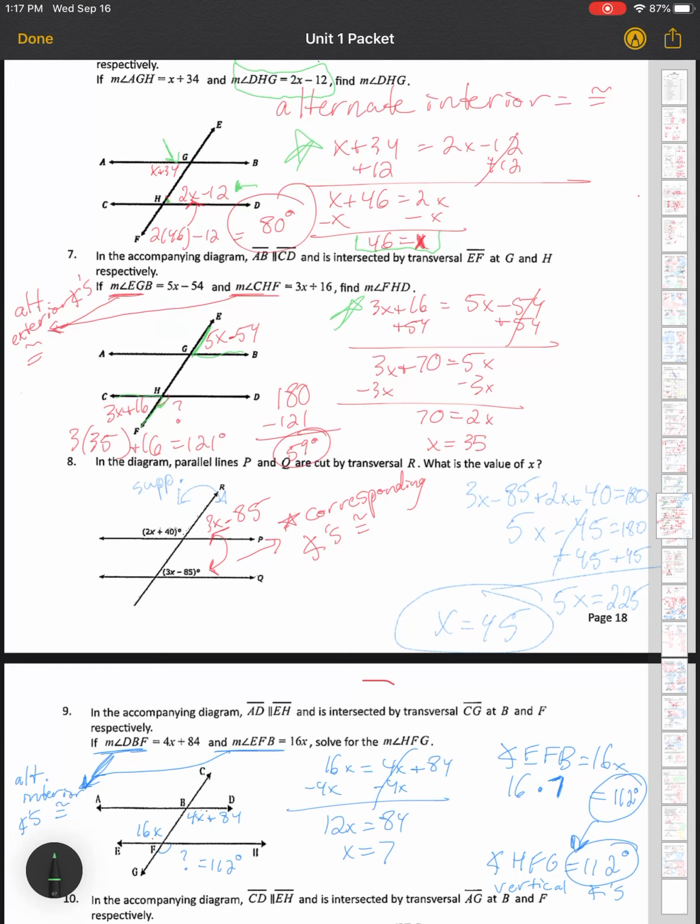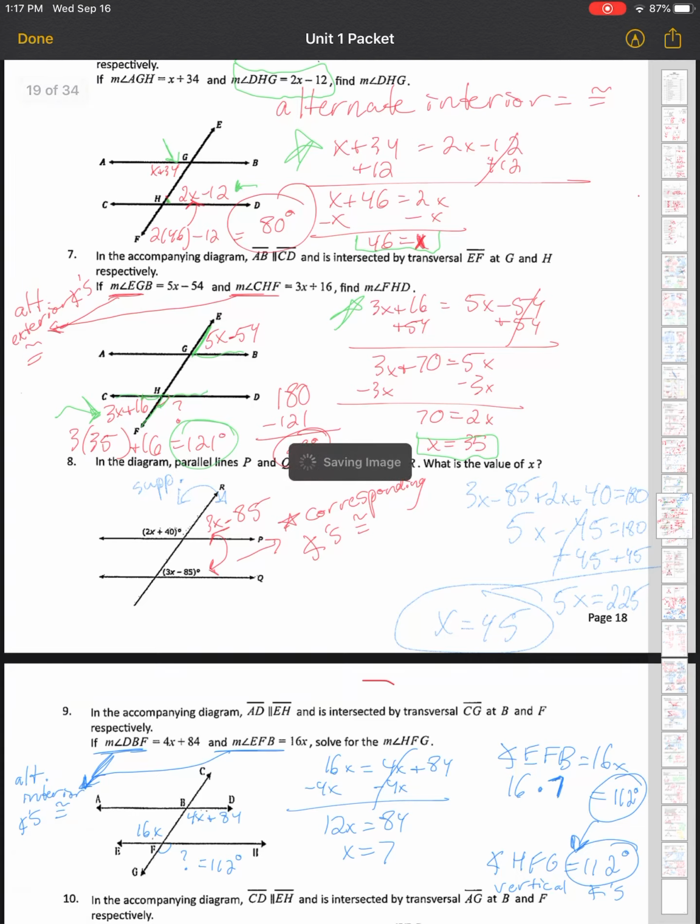You see my work here. We set them equal, we get x is equal to 35. Then I go ahead and plug that 35 in here, and I get 121. After that, I have to subtract that 121 from 180 because these two are supplementary. They're along a straight line, and that's how I get that angle is 59 degrees.